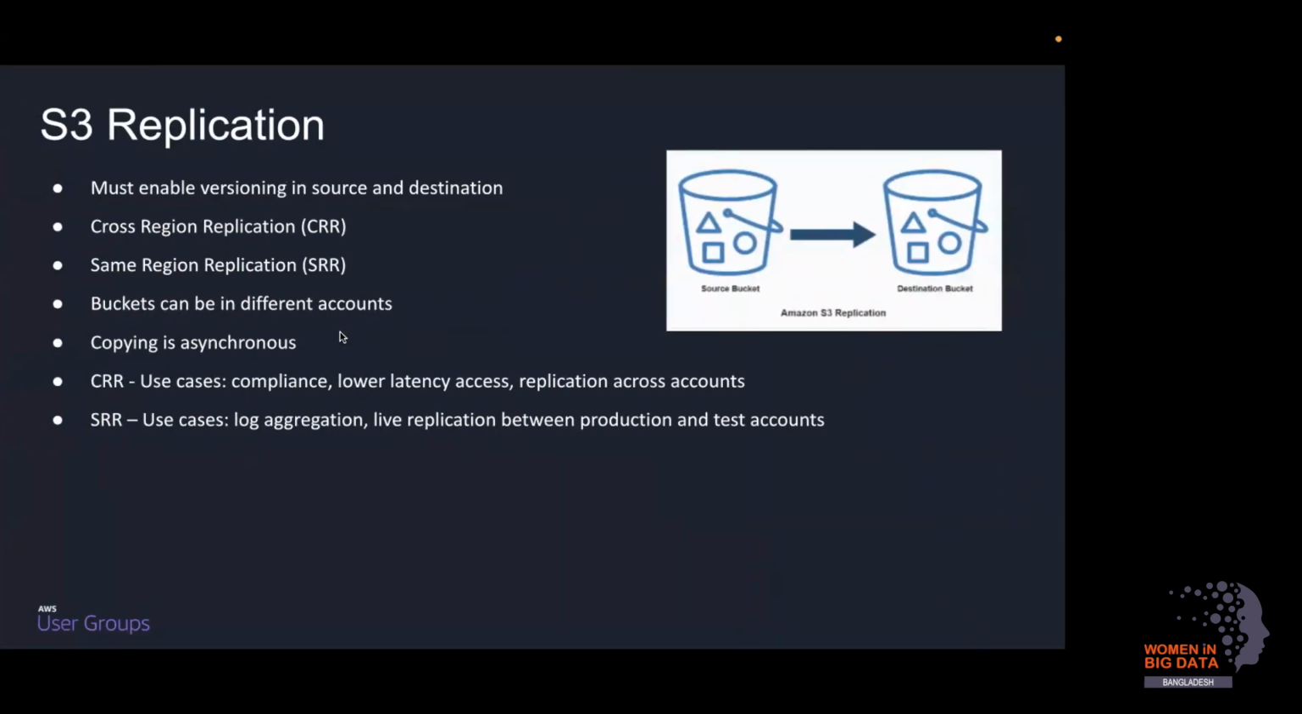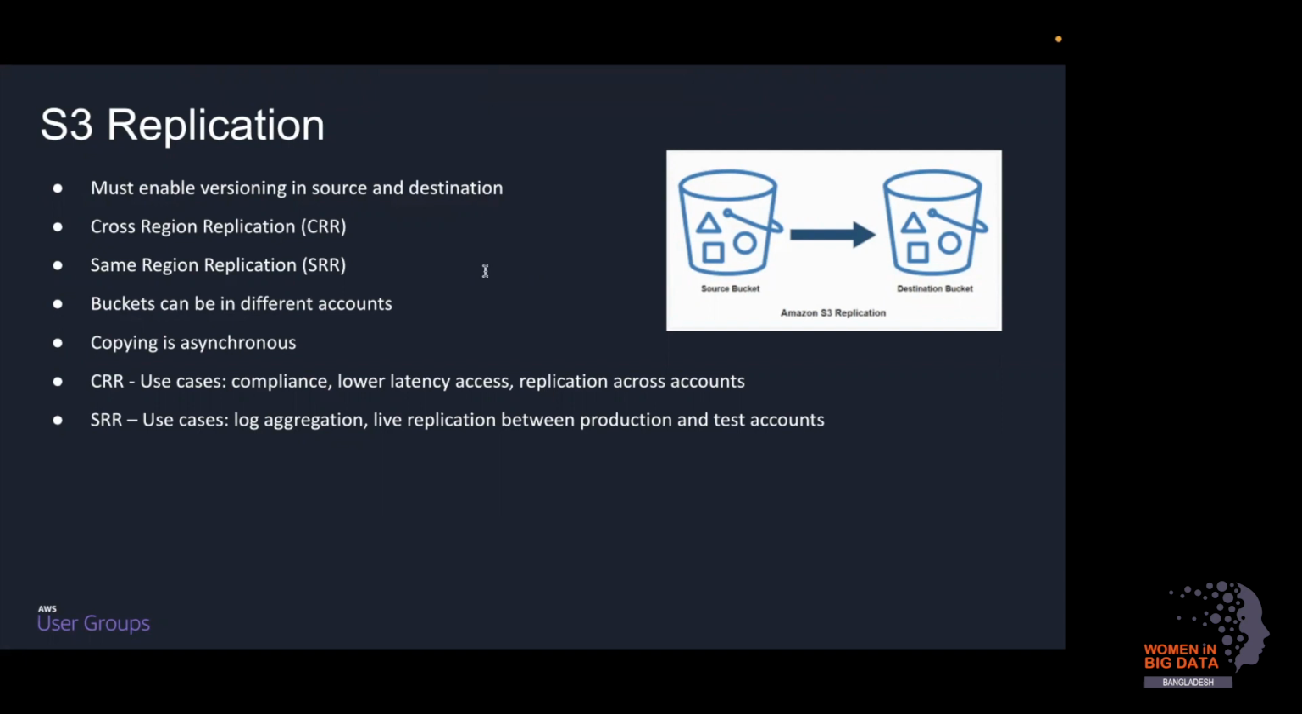Now, as I mentioned in the previous slide also, versioning is very important when you talk about cross-region replication. Replication is simply a backup. In simple words, you already have a file in one bucket that is very confidential and very sensitive, so you back it up in some other place.